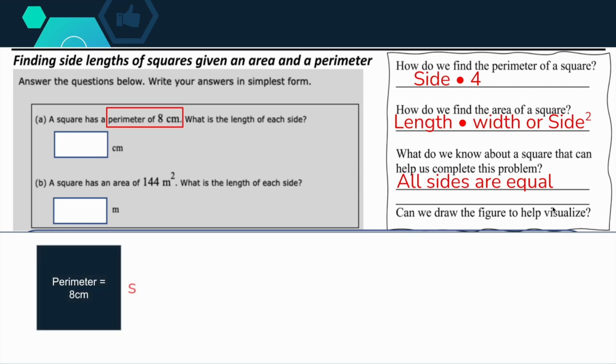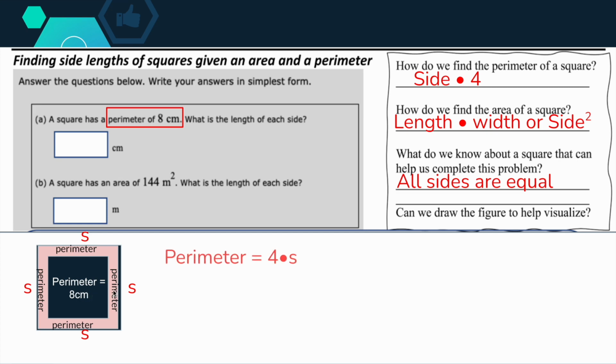And can we draw a figure to help us visualize? Of course we can. So here's our square with our perimeter. Remember, perimeter is going around the outside, and we have 8 centimeters. So if I know that each side is exactly the same, and I have 8 to divide up, I'm just going to use my perimeter equals 4s, and that's 8 equals 4s, right? Perimeter is 8. So I'm going to divide that 4 away so that I can figure out what each side is. So each side is equal to 2 centimeters.